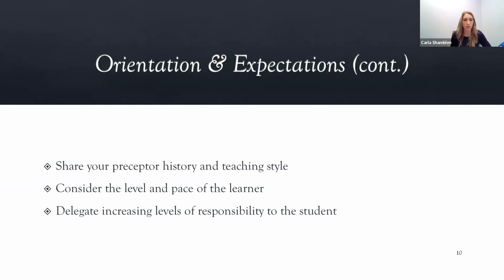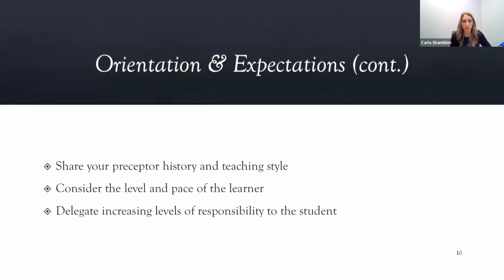Our students are really adaptable. We ask them to be flexible from day one. And as a PA, I think that's one of the pillars of our profession: being flexible and adaptable. So as they move from one rotation to the next, or work with different preceptors and providers, we expect them to adapt to their teaching styles and to their desires or expectations. So just sharing that with them, I think, is a great way to orient them as well.